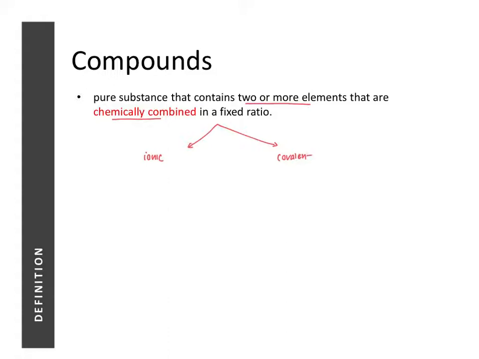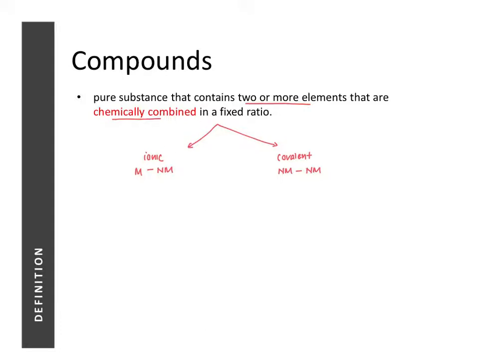Why are there different types of compounds? It's because we can combine either a metal with a non-metal, or we can combine two non-metals. When we combine a metal with a non-metal, we get an ionic compound, and when we combine two non-metals, we actually get a covalent compound.